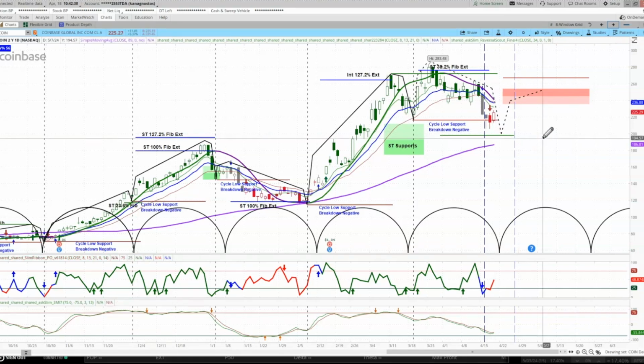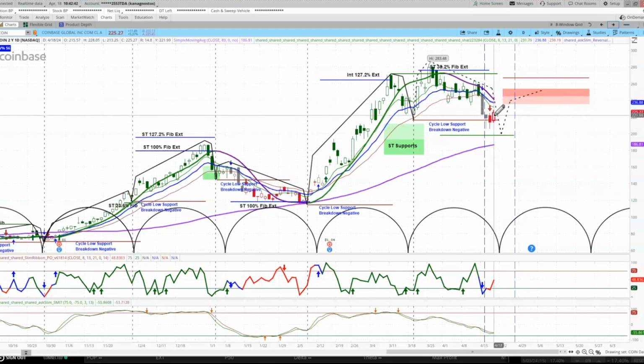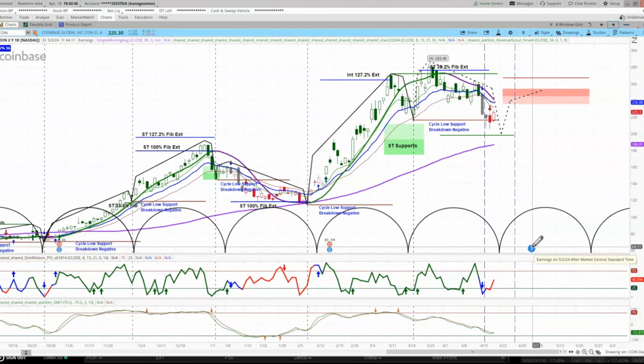Momentum is currently negative in this time frame as well, as shown by both the reversal scout and the slim ribbon. Earnings are expected on May 2nd, so this is going to be a short-term trade idea with an expiration date that will be before the earnings date.